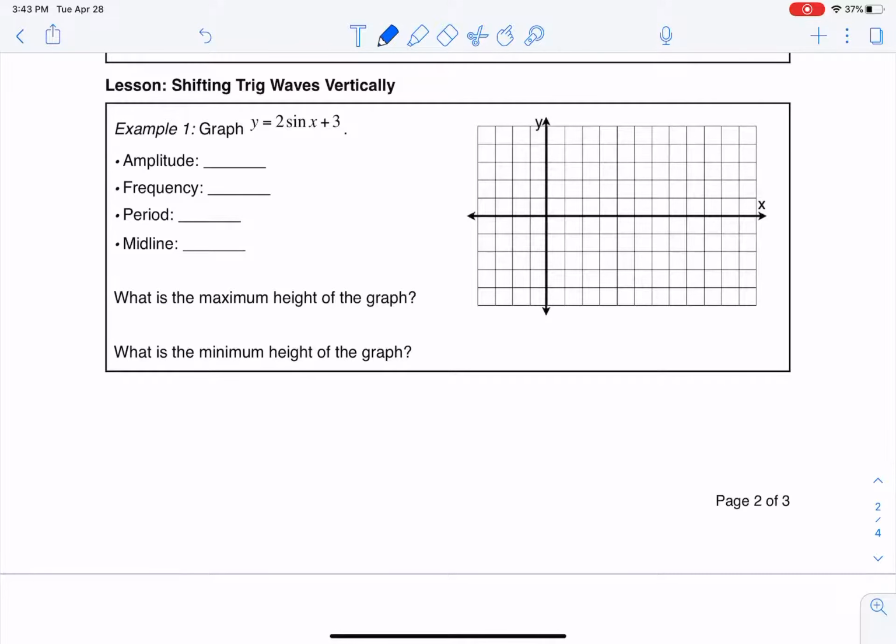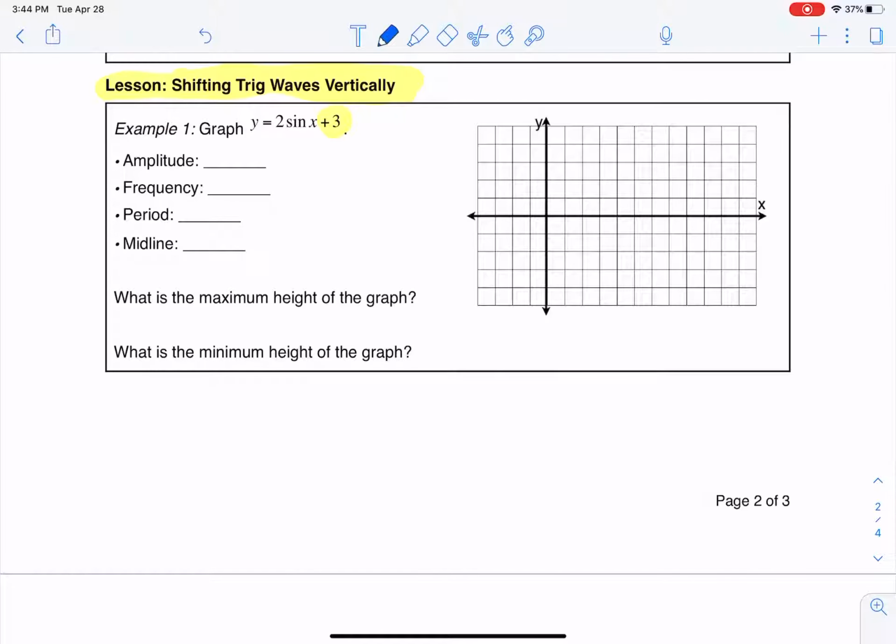In this video what we're going to look at is shifting trig waves vertically. So in this example we're asked to graph the equation y equals 2 sine of x plus 3. You'll notice that there's a big difference in this equation from the previous equations we've looked at, and that's that plus 3 that we see here.